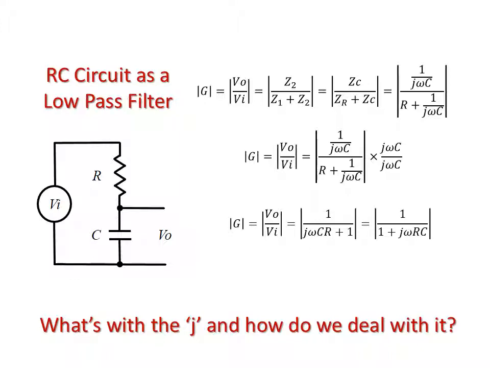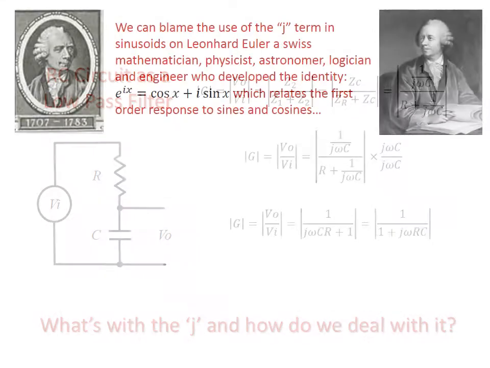We have J, we're not really sure what that is. We have omega, which equals 2 pi times frequency. We have our R, which is our resistance in ohms, and our capacitance, which is C in farads. However, that J, we're not really sure what it is. So we're going to look in the next slide at what J means.